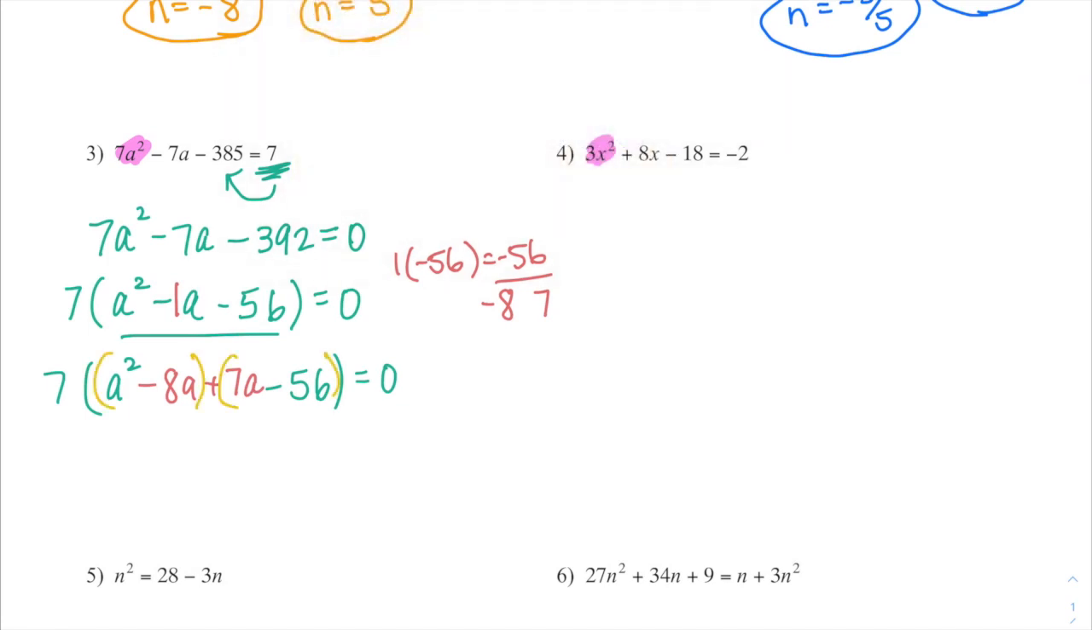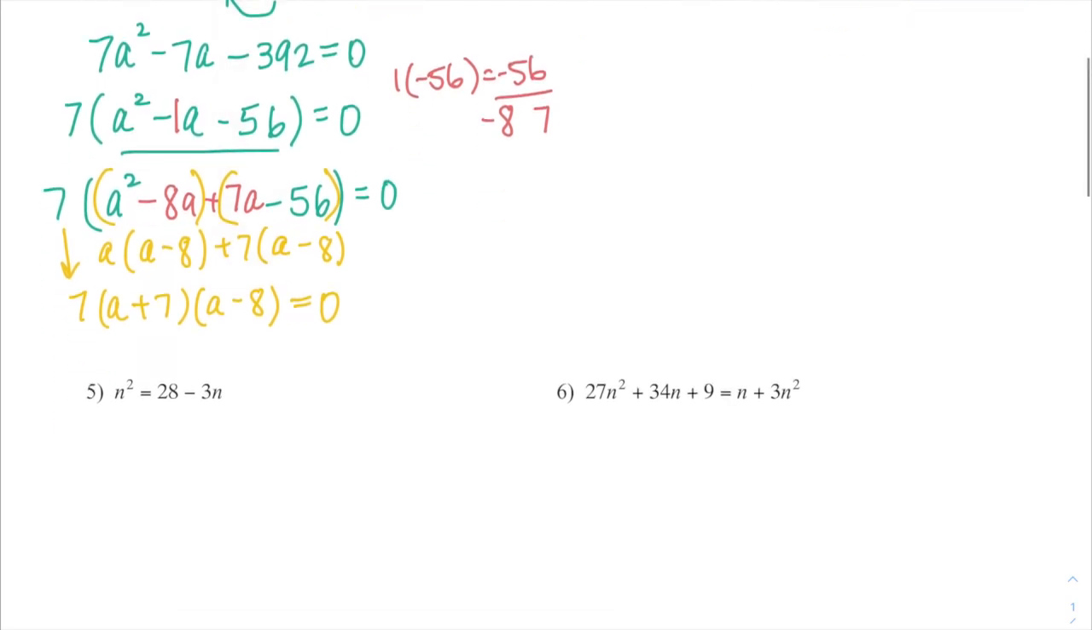And now we do our grouping. So we have a, we'll be left with a minus 8. We can take out a 7, we'll be left with a minus 8. So altogether, we have the a plus 7 and the a minus 8. But don't forget that 7 that we took out at the very beginning.